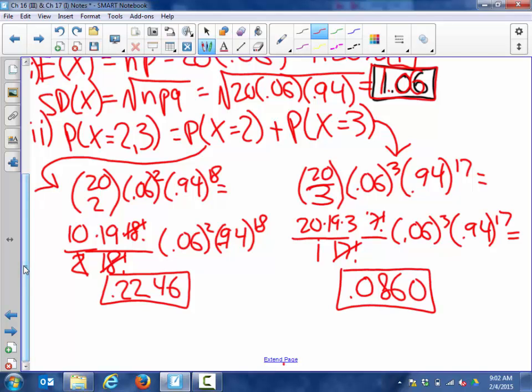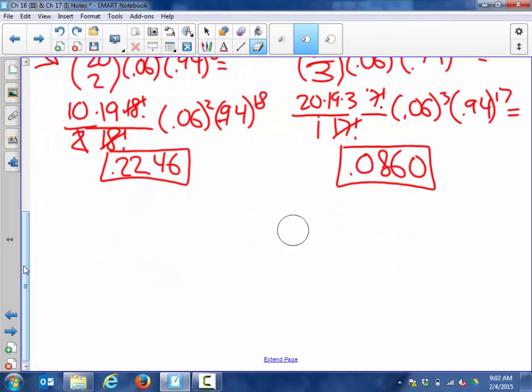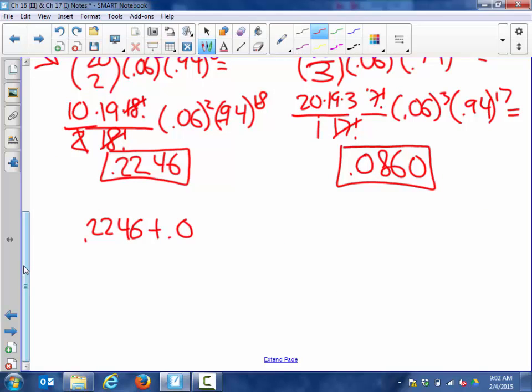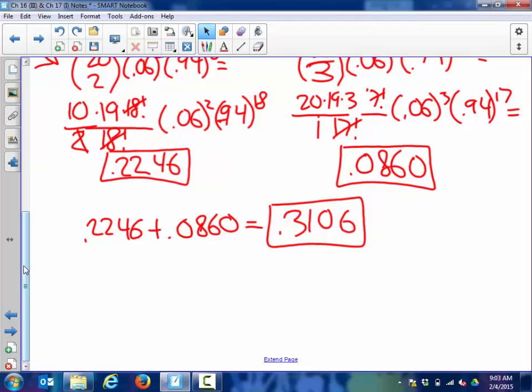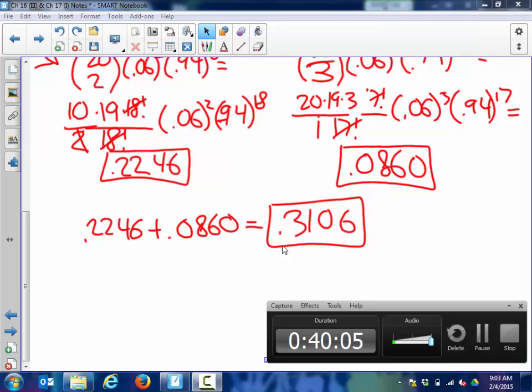Okay, so the probability that you see 2 or 3 people with that universal blood type out of 20 in all is equal to 0.2246 plus 0.0860, which is a final answer of 0.3106, or 31.06%.